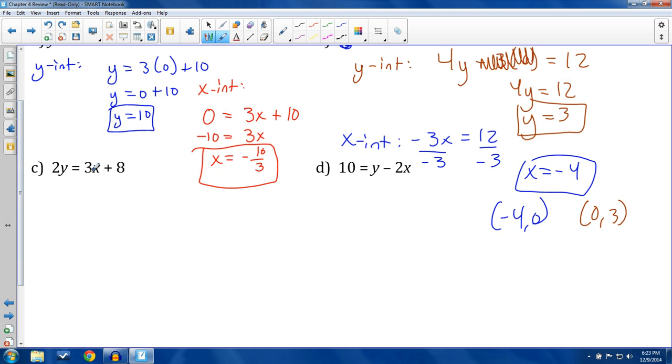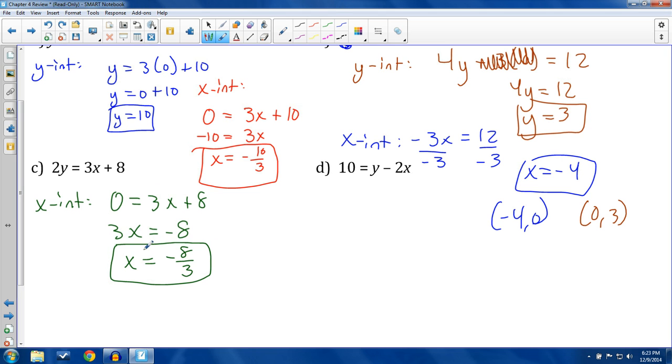Letter C. Let's do x-intercept first this time. X-intercept, substitute 0 for y. Subtract 8. I'll get 3x equals negative 8, divide by 3, x equals negative 8 thirds. Do notice how I did speed that up. If you need to, you can always pause. Please do so.